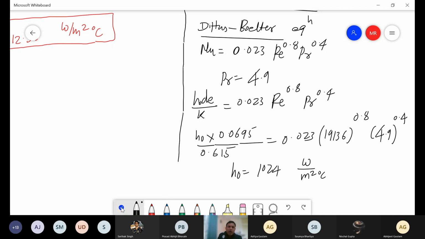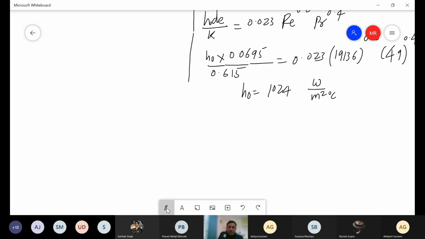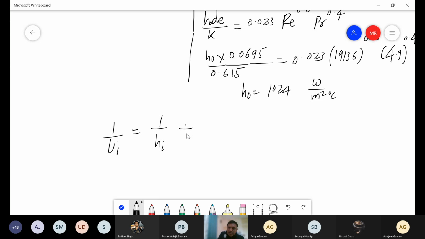So now we have obtained HI and H0. Now we can calculate 1 by UI. 1 by UI is 1 upon HI plus DI by D0 H0, isn't it? So 1 by HI, what is the value of HI? 711 2.3 plus DI is what?